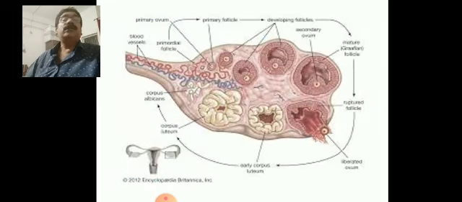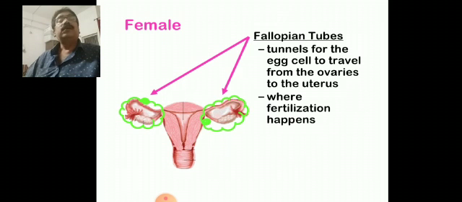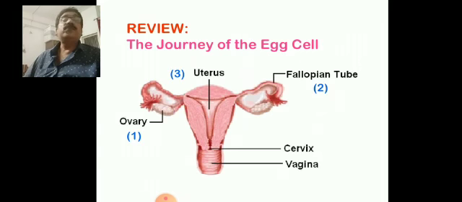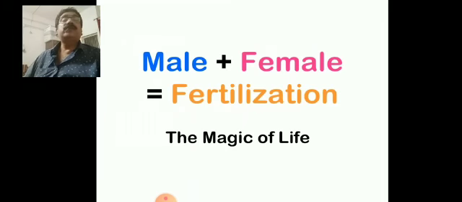Now you can see the internal structure of how oogenesis takes place inside the ovary. That is where estrogen is produced, in this phase, which is called the follicular phase. Now, after that, you can see the fallopian tube. It travels to the fallopian tube. After the fertilization, it will move to the uterus. Now, how does it move to the uterus?